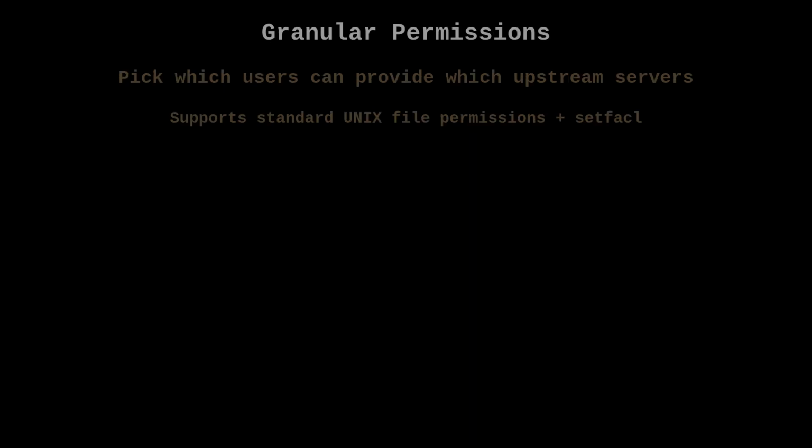Related to that, you can pick which users can provide an upstream service, because you just have to restrict who has access to the directory where the edge server is going to go looking for the upstream sockets. And because it's UNIX sockets using the standard file system, you can use any of the standard file system permissions, including the setfacl access control system call to have very granular permissions.